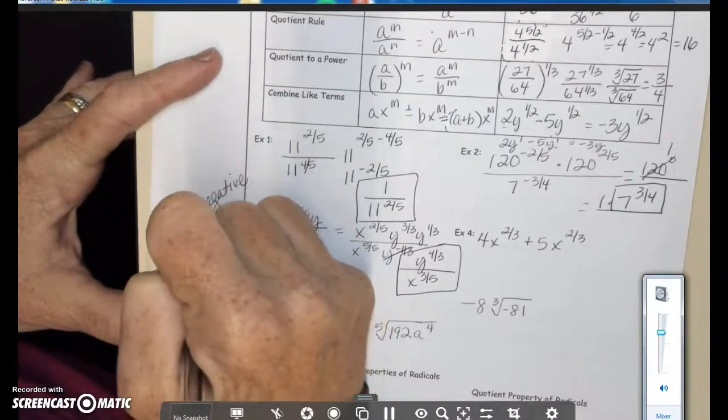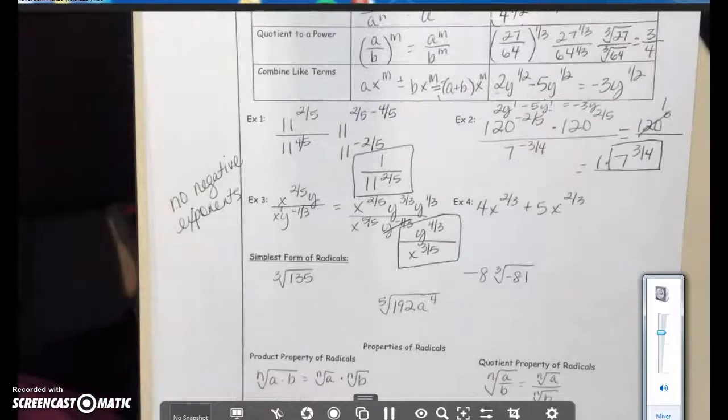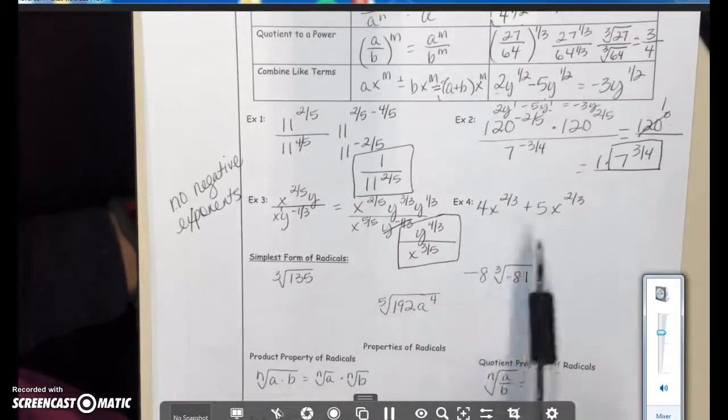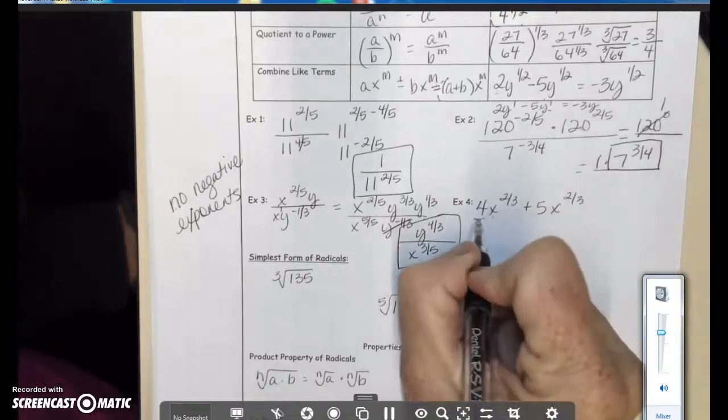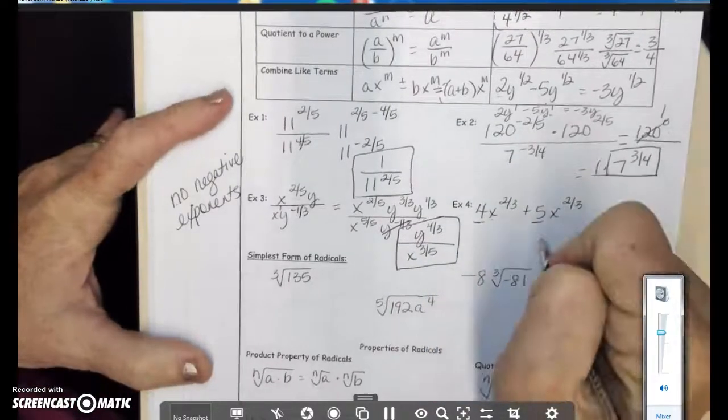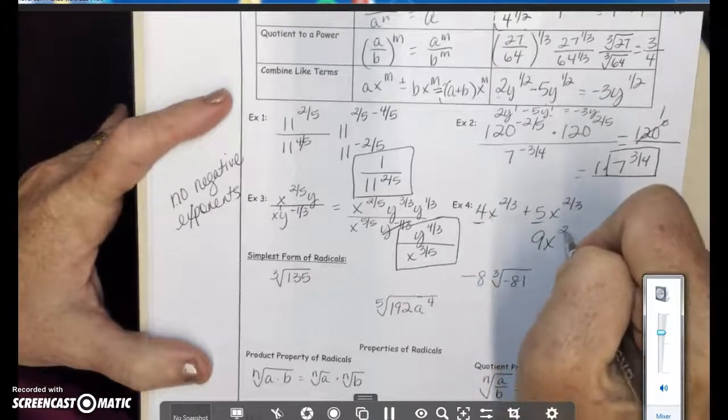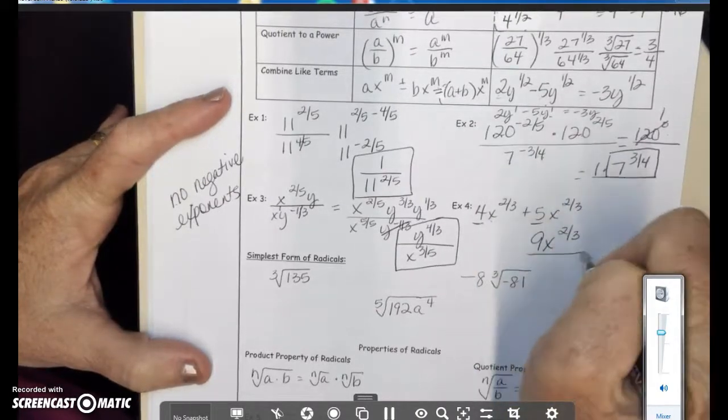That should just be a way of doing things for you. Okay, I have x to the 2/3 and x to the 2/3, which means I can just combine my coefficients. That would just be 9x to the 2/3.